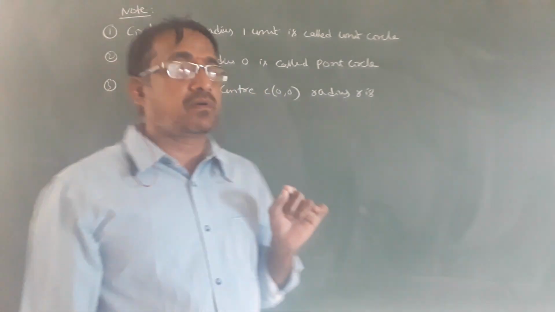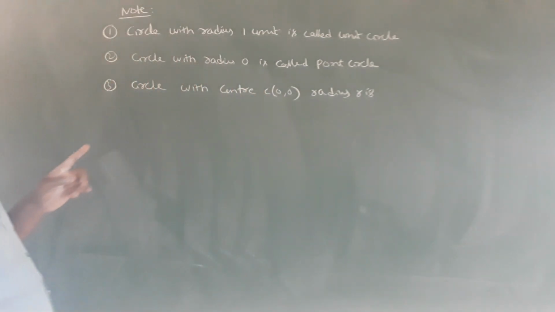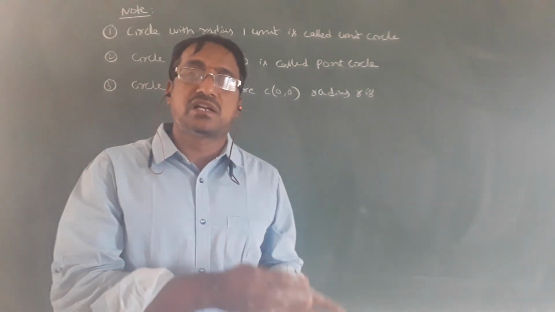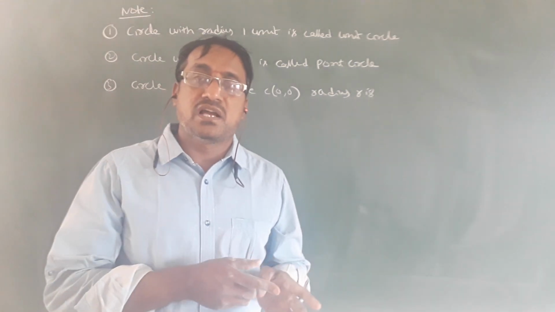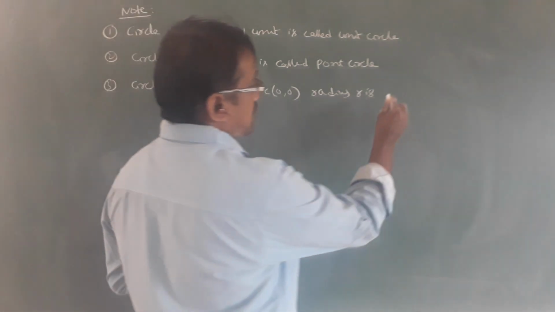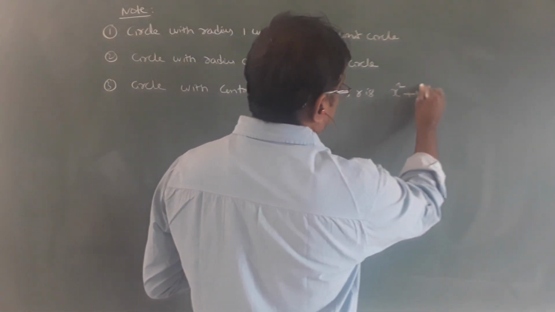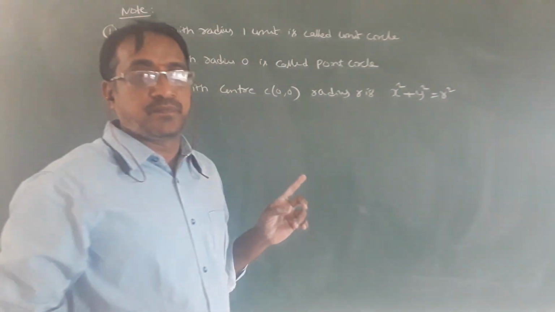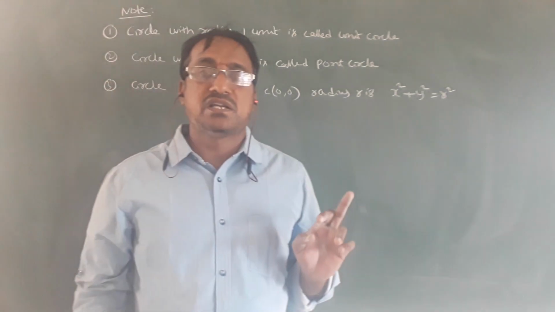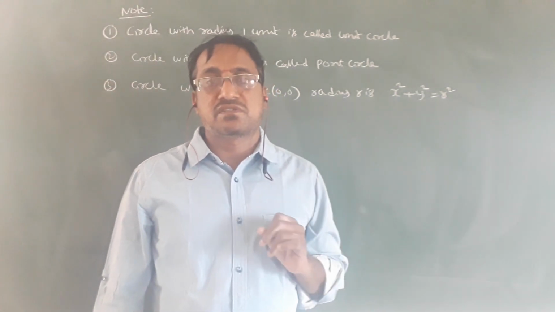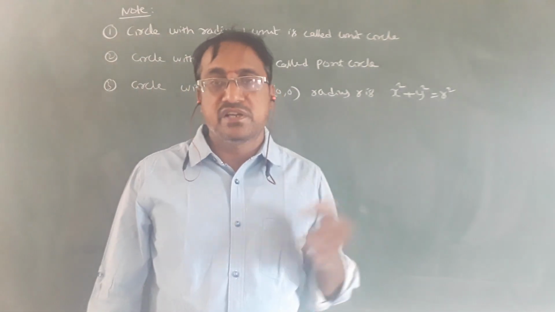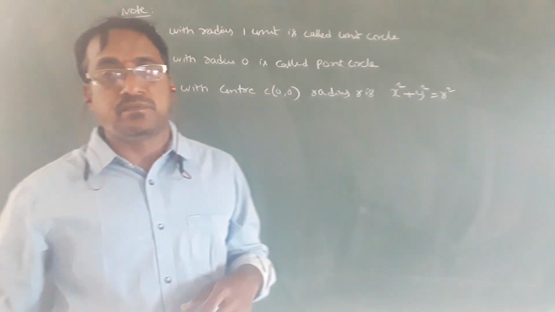Now let us see another point. A circle with the center (0, 0) and radius r. Now we have seen the circle with the center (h, k). What will happen if the center of the circle is (0, 0) and radius r? It is x square plus y square is equal to r square. The equation of the circle with the center (0, 0) and radius r is x square plus y square is equal to r square. Simply you can write 0, 0 in place of h, k in the previous theorem.